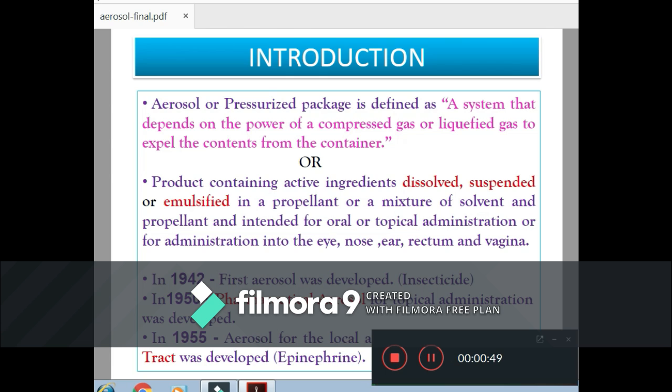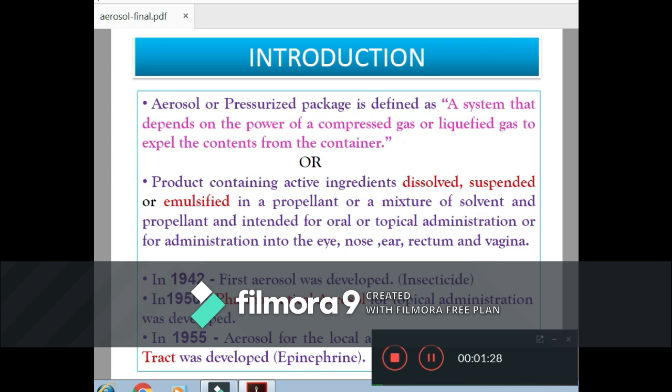Aerosols also can be defined as a product containing active ingredients in which you may have dissolved your drug, suspended your drug, or emulsified your drug in a propellant or a mixture of solvent and propellant, and which is intended for oral, topical, or into the eye cavity, nose cavity, ear cavity, rectum cavity, as well as vaginal purpose. So this is called your aerosols.